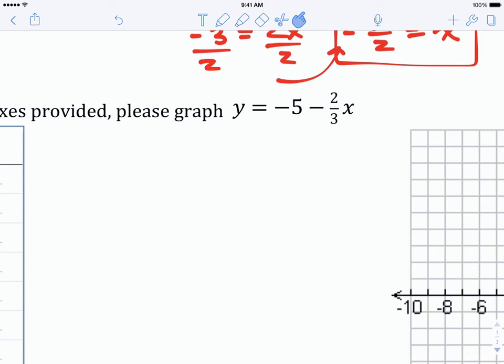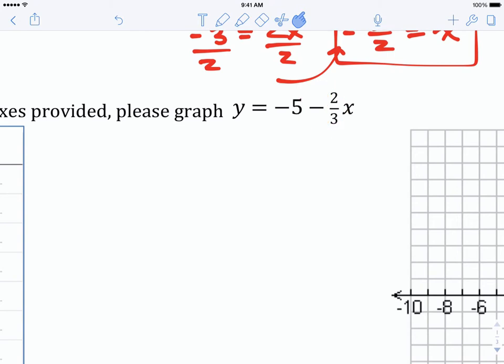So a story that I think might make sense is if we're going to call x maybe just the number of hours since the beginning, or some number of hours since like 9 a.m. or something, we could say y, or rather, the temperature starts at -5 degrees, and every time an hour goes by, every time the number of hours increases by 1, the temperature goes down 2/3 of a degree.